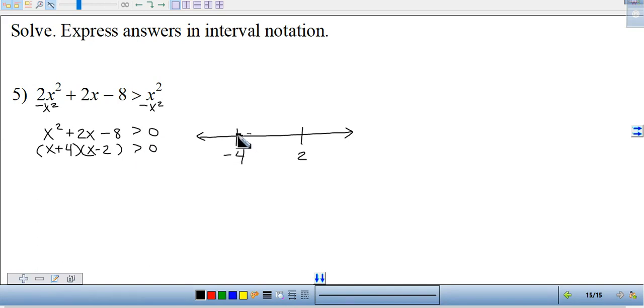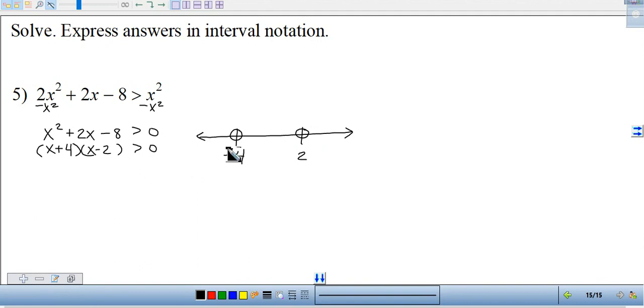So I do have to decide what kind of circles I'm going to put at these two numbers. If it is not equal to, then we leave it an open circle. And if you see that equal to line, you would color it in. So both of these will be open.